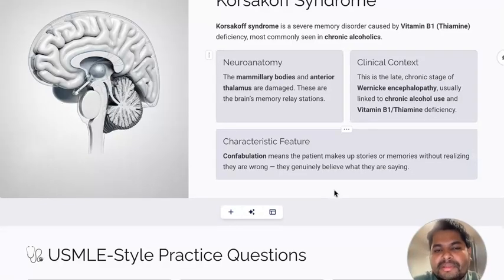So this is Korsakoff syndrome. In Korsakoff syndrome, we have to remember three things. It is a sequel, or the chronic stage, of Wernicke encephalopathy, as Korsakoff syndrome is linked with vitamin B1 deficiency or chronic alcohol use. The mammillary bodies and anterior thalamus are mainly affected, and the symptom is confabulation.